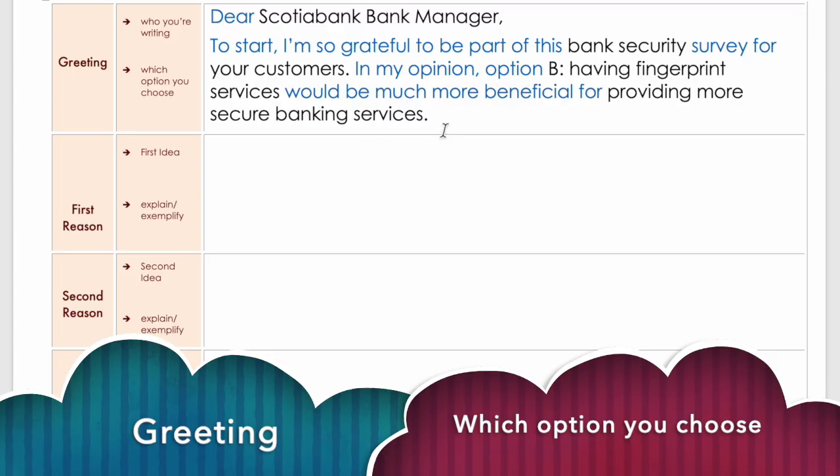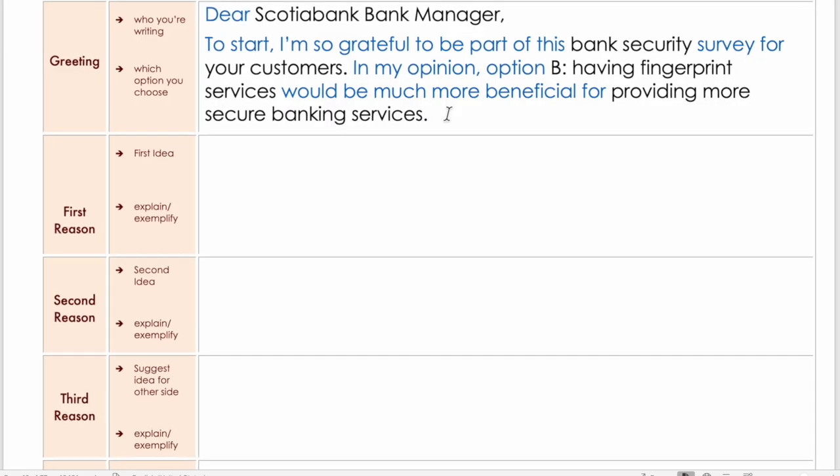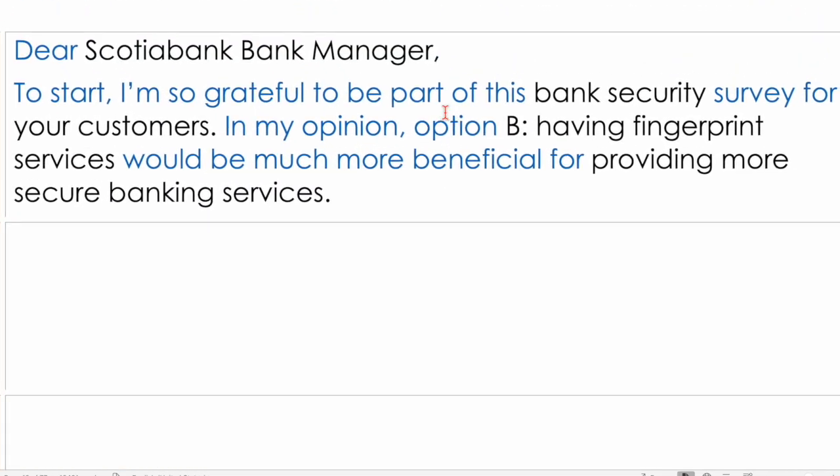Okay. In my opinion, option B, having fingerprint services, would be much more beneficial for providing more secure banking services. Okay, so this is the option we chose. Okay, we said it clearly. And what is it good for? For providing more secure banking services. Exactly. That's exactly what we need here, everyone. I'm just going to zoom in here to be clearer.